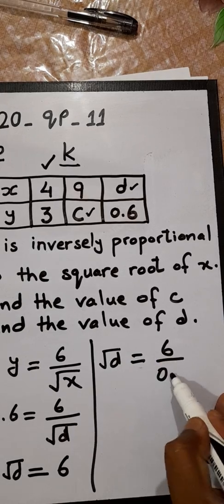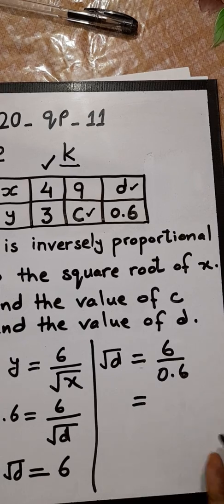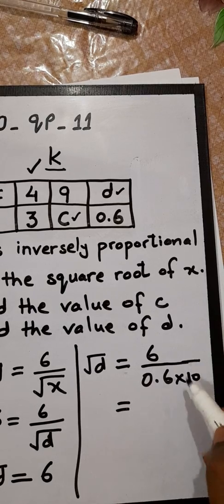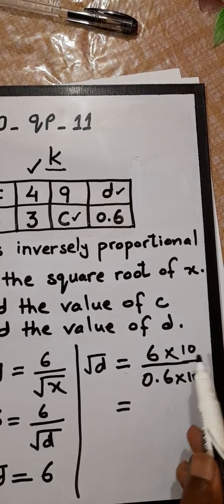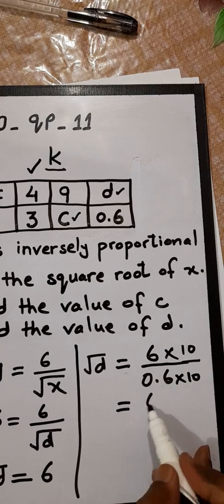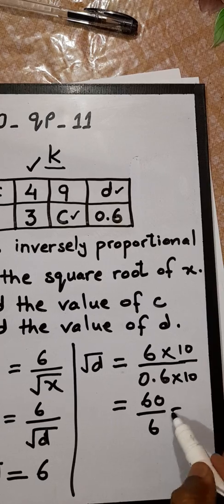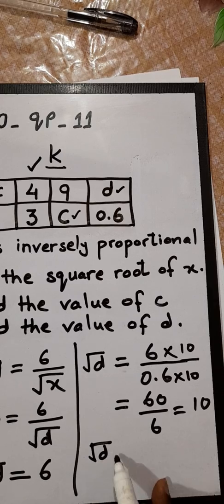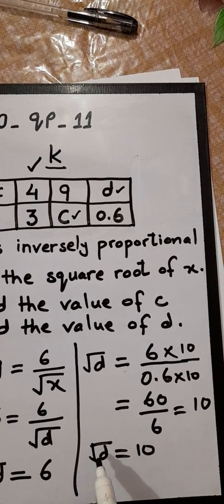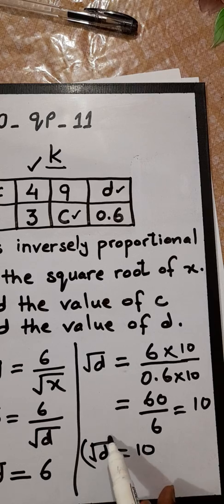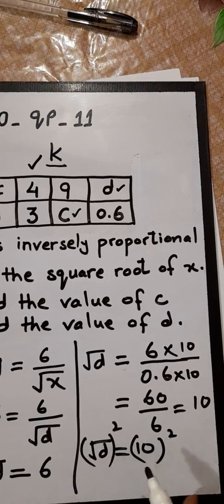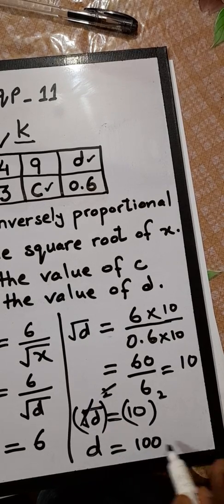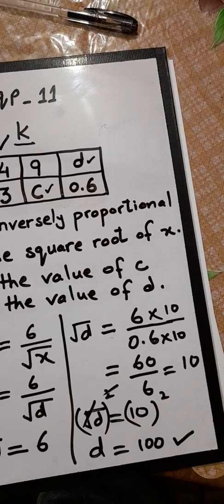Then you can write it as square root d equal 6 over 0.6, and to remove this decimal we multiply by 10, because it is one decimal place, in the numerator and the denominator. So it will become 60 over 6, which is equal to 10. 6 tens are 60. So it means square root d is equal to 10. As you know that we have to remove this square root, so we will take square on both sides. This square and square root will cancel each other, and it will become d equals 100. So this is the answer of the question for d. So take care.